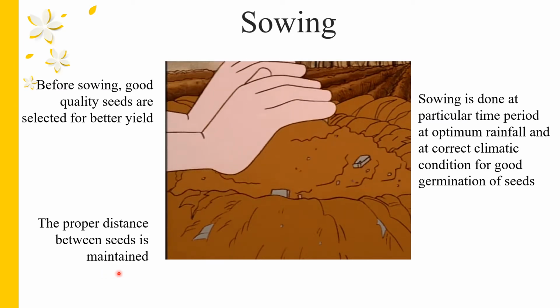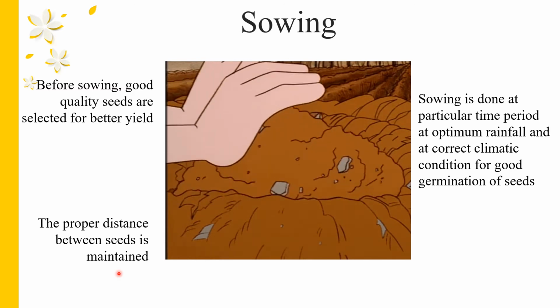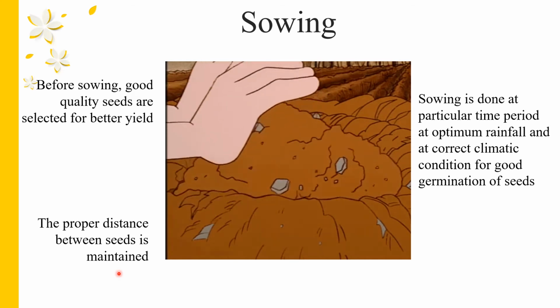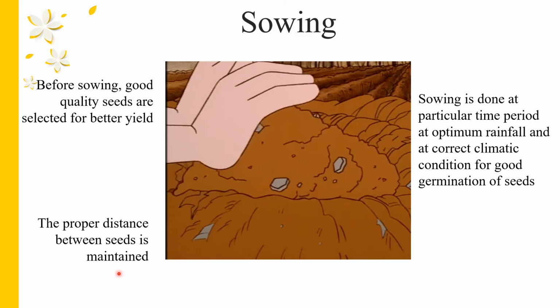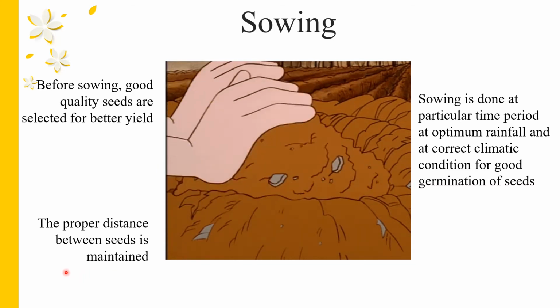Because imagine if you are going to sow a bunch or a handful of seeds in the same place, and when the seeds start germinating, they will start competing among themselves for the food. That is the reason when we sow the seeds at the proper distance, this competition for nutrients will not be there, and the chance of each seed growing into a crop will be maximum. That is the reason why the seeds have to be sown at proper distance.